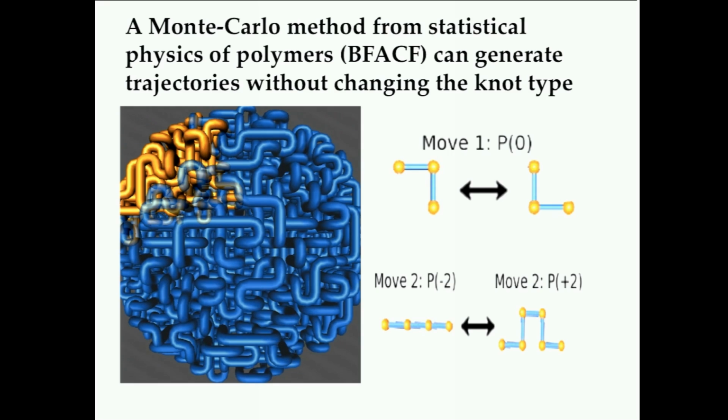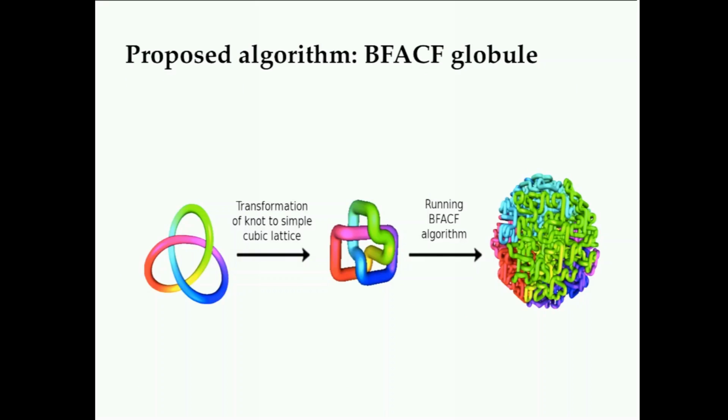A P+2 move means that if you have a straight segment like this, you replace the middle segment by this little hat here, adding therefore 2 segments. The length increases by 2. If you have a structure like this, you can remove it and come down to a flat structure, removing 2 segments. This will occur with a certain probability P-2. And there is a theory that tells you how to choose P0, P+2, P-2, so the algorithm converges and has good properties. All right, so this is what we did.